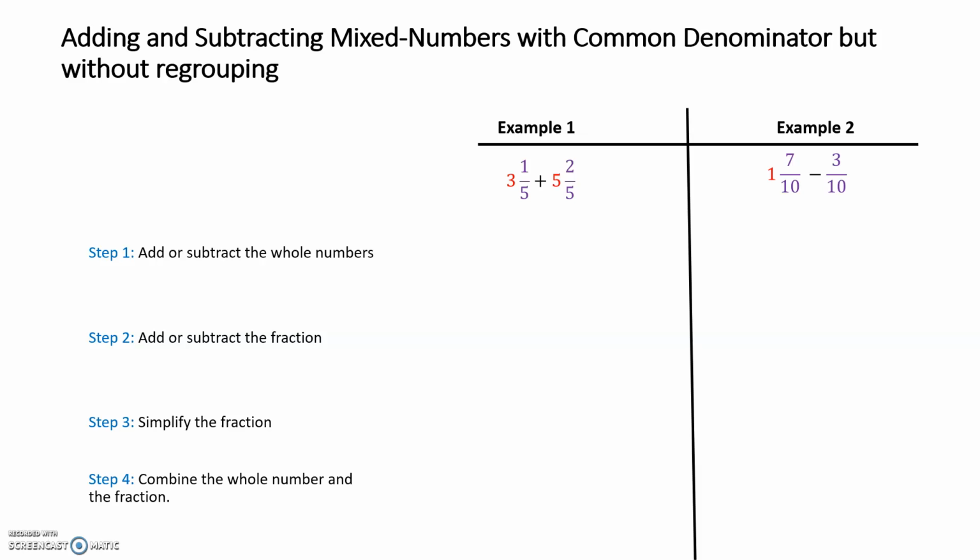So the first thing that we need to do is add the whole numbers. I have 3 and 5, so the first part, 3 plus 5. Step 2, I'm going to add the fractions. So I have 1/5 plus 2/5. Oh, sorry, let me add these together. So that equals 3/5. And then 3 plus 5 is 8. So that equals 8.